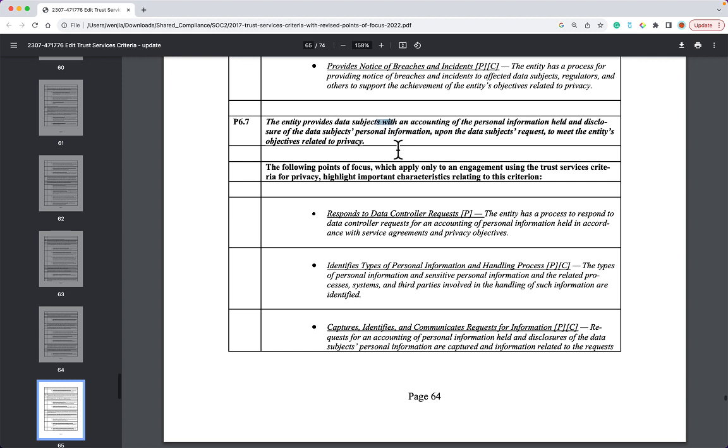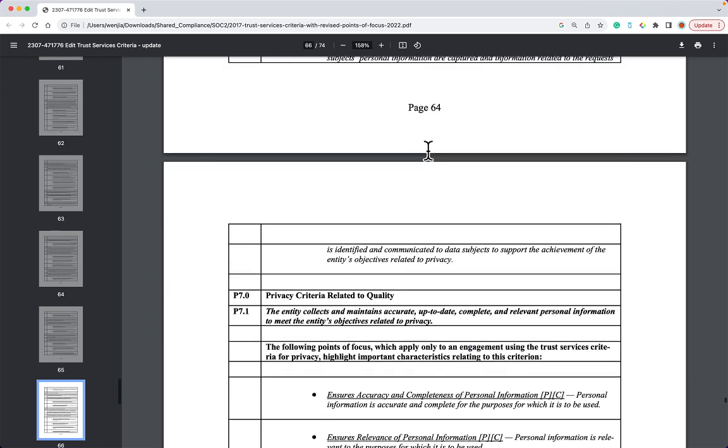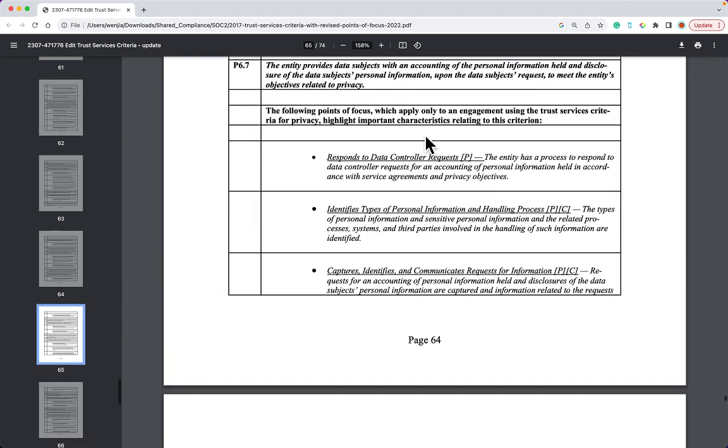Provides data subject with an accounting of personal information held and the disclosure of data subjects' personal information upon the data subject's request to meet entity's objective related. There are 3 points of focus. Respond to data controller request. This is about the engagement with entity and its subject.